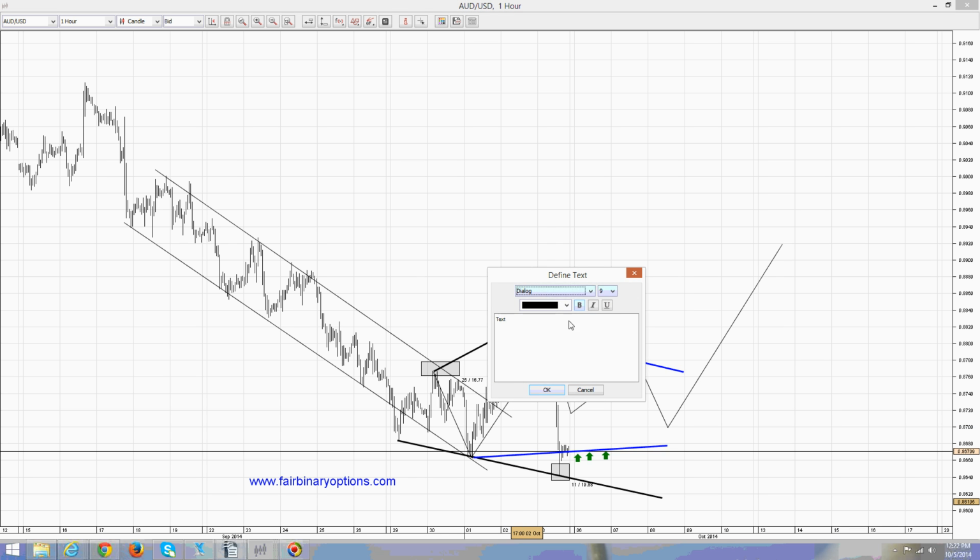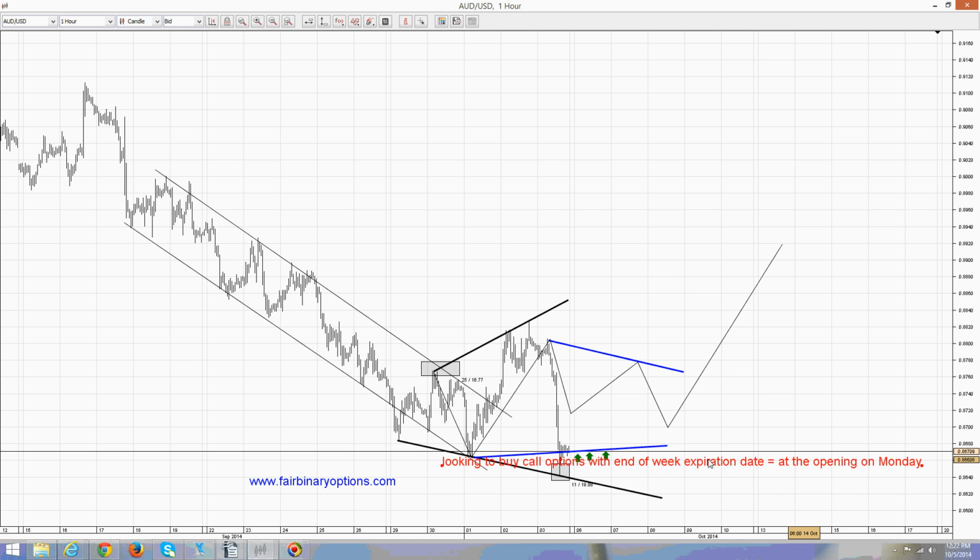Let's write here that we are looking to buy call options with end of week expiration date. Of course, the call options would be at the opening on Monday. Is it a risky trade? Yes, it is, because the central bank is coming, the interest rate is going to be set, the press conference, the detailed statement, and so on.